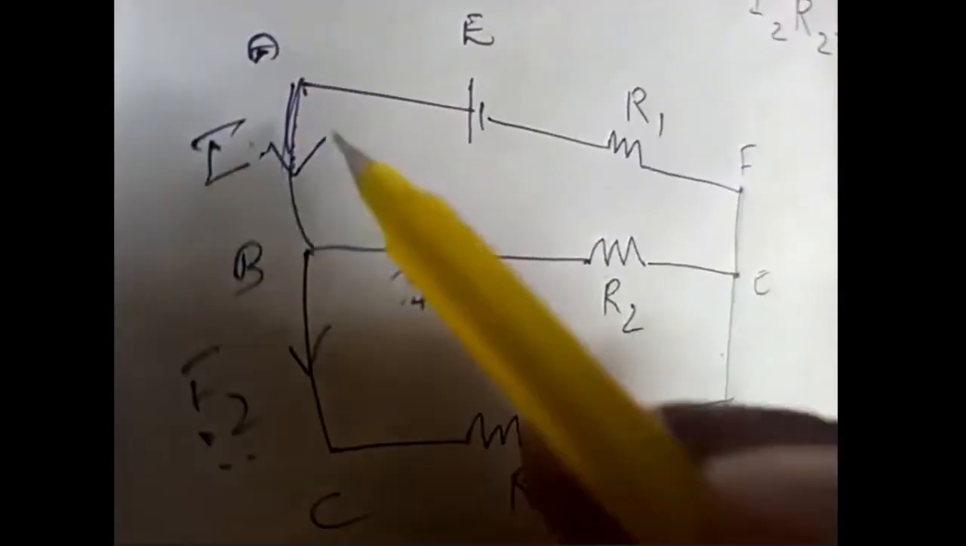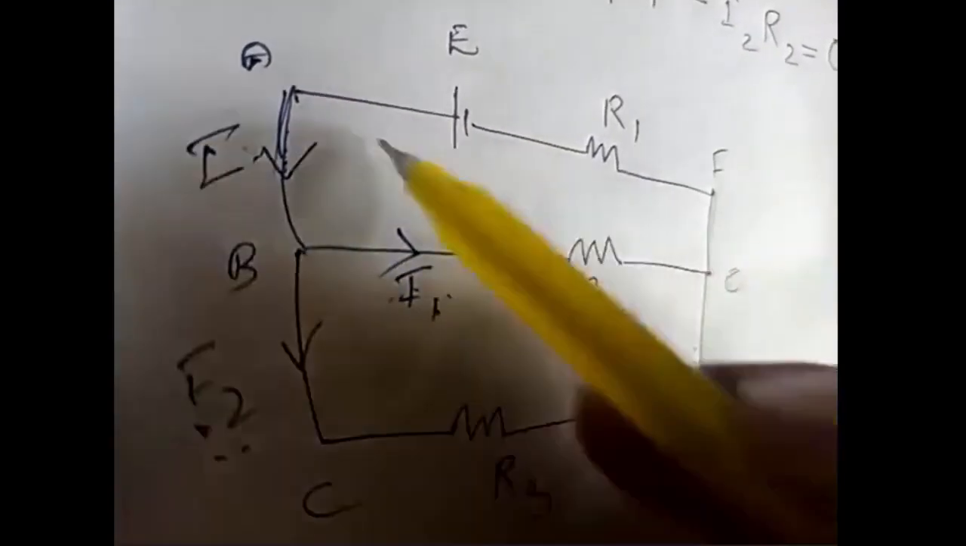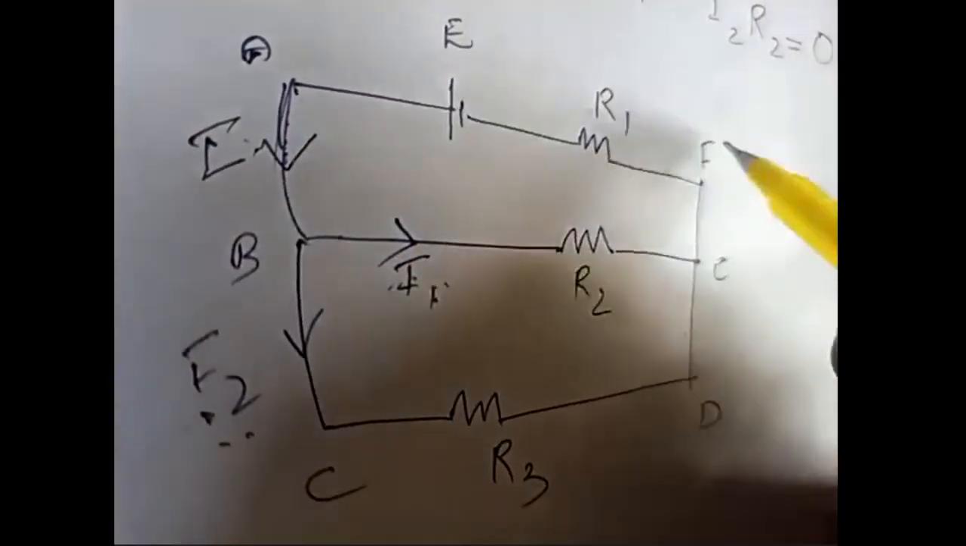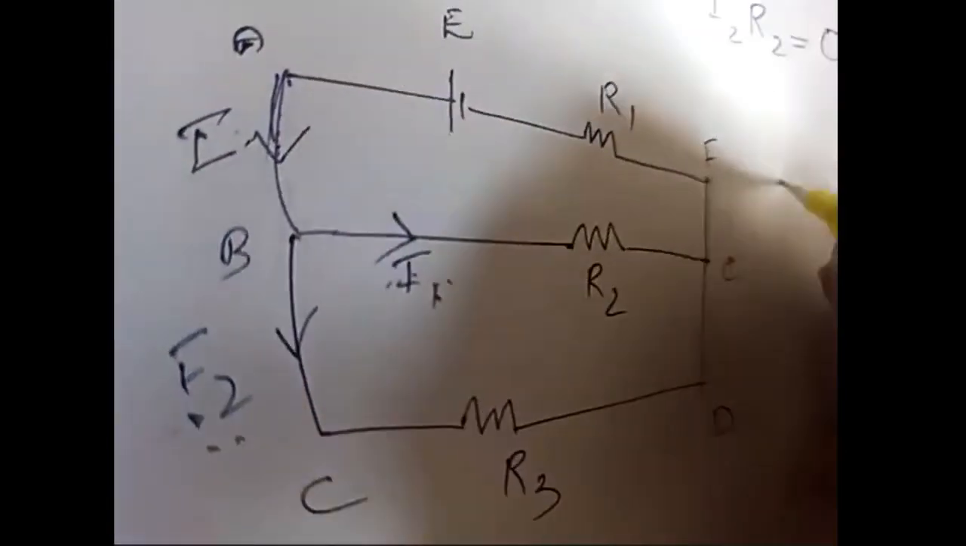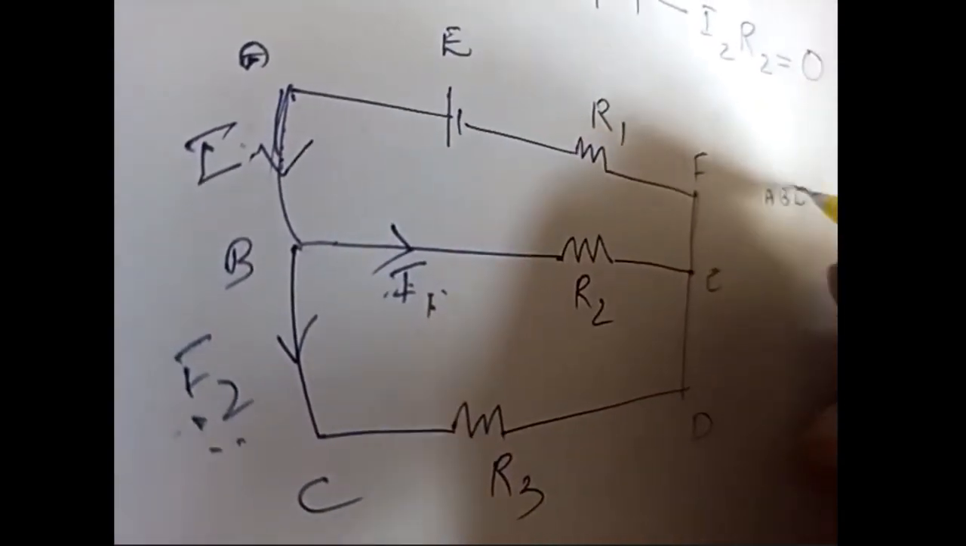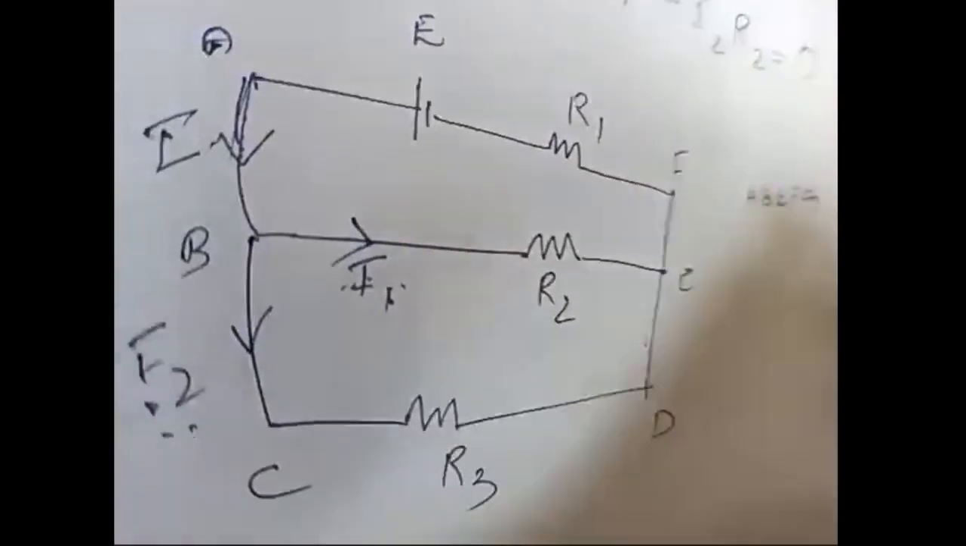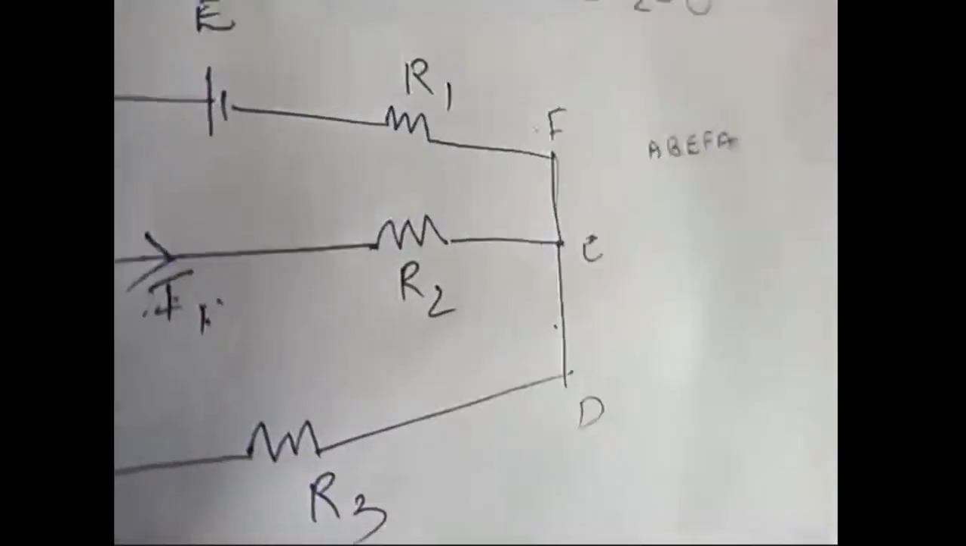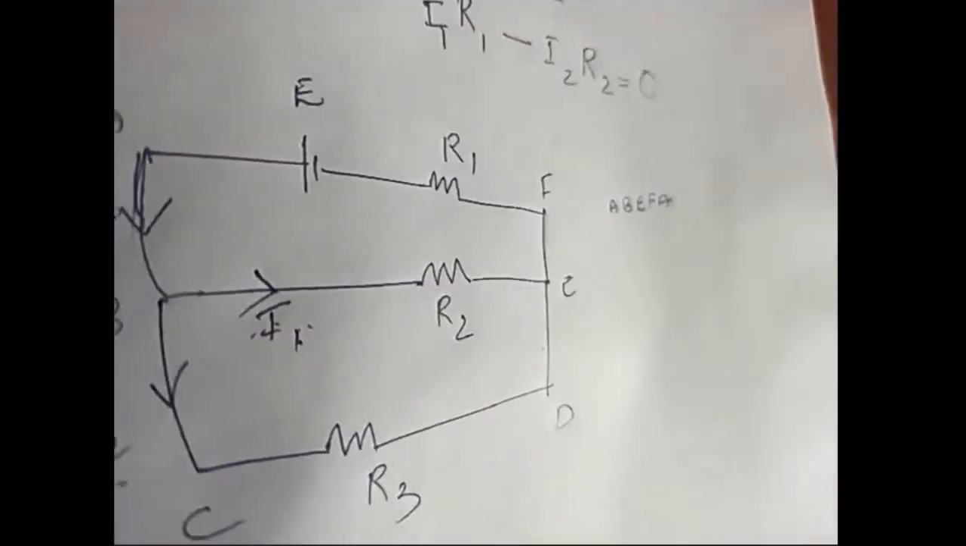Okay, if you are considering this loop, that is A, B, C, no, A, B, E, F, A. In the loop A, B, E, F, A. I think it is visible. In the loop A, B, E, F, A, this first loop, what will be the equation in that loop?